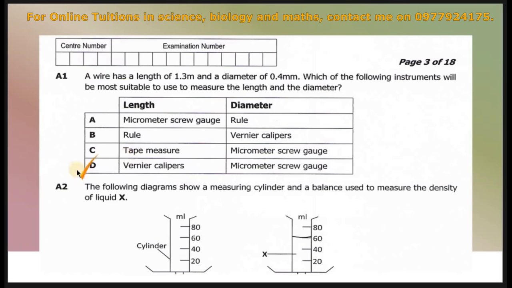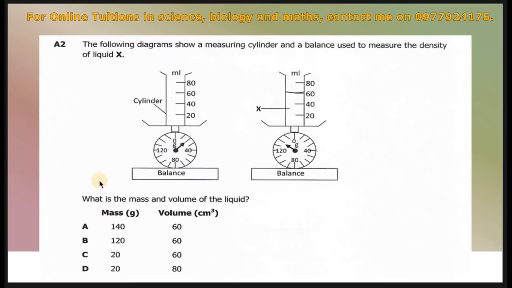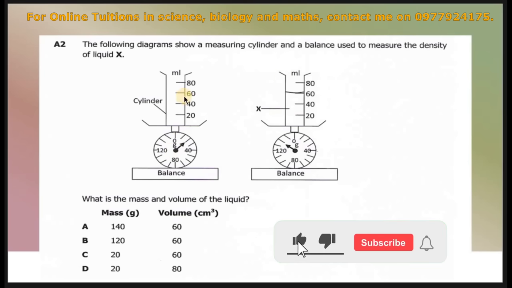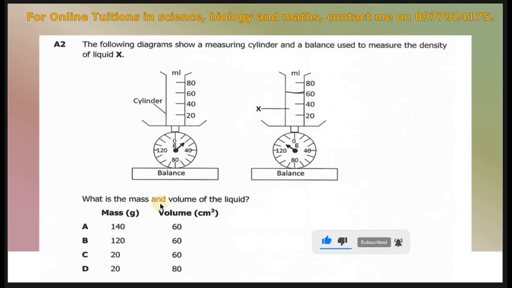Okay. So next we move to 2. So let me move to here. So here the question is, the following diagrams show a measuring cylinder and a balance used to measure the density of liquid X. Okay. So they want to measure the density of liquid X. So we have a measuring cylinder here, and then we have a balance. This one here is a balance, and this one is a measuring cylinder. Okay, so the question says, what is the mass and volume of the liquid? So they want the mass and the volume of liquid X.